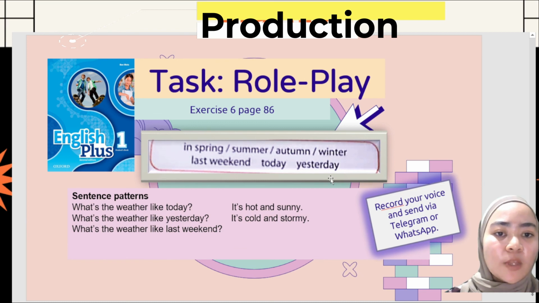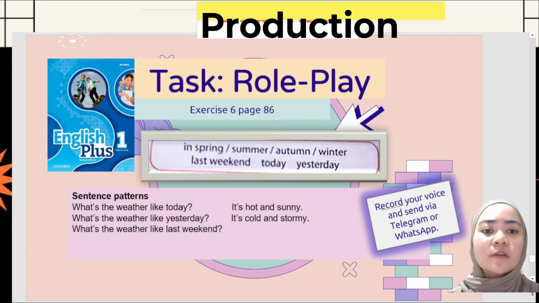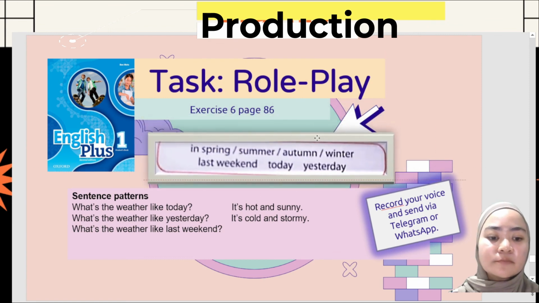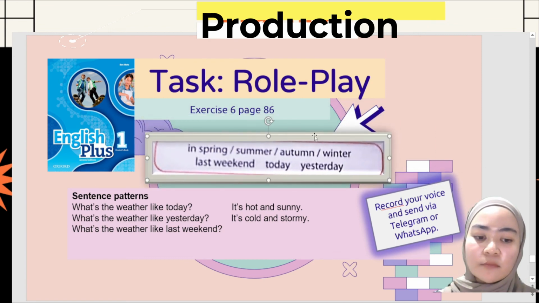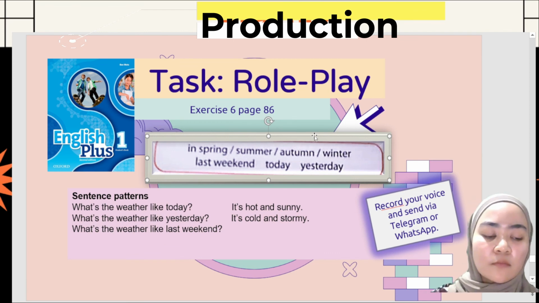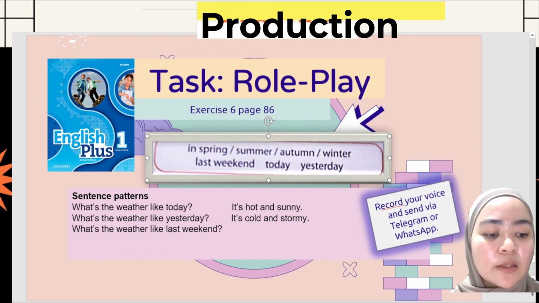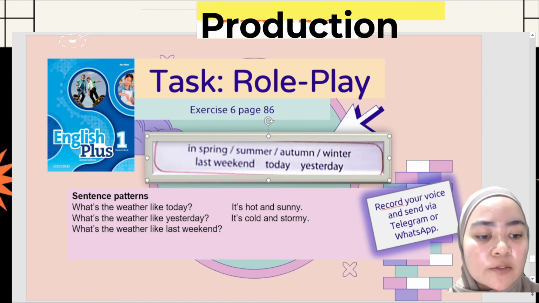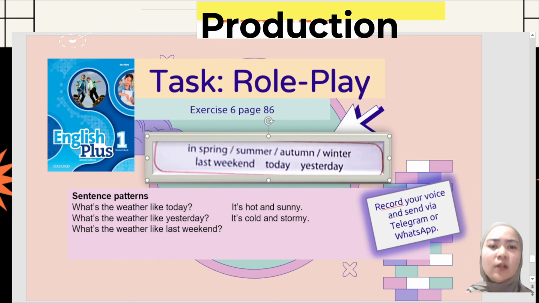Putri Batrisha, can you read to me the words in this box? In spring, summer, autumn, winter, last weekend, today, and yesterday. Alright, thank you, Putri. So what you have to do is use all of the words in the box and then construct your own sentence.